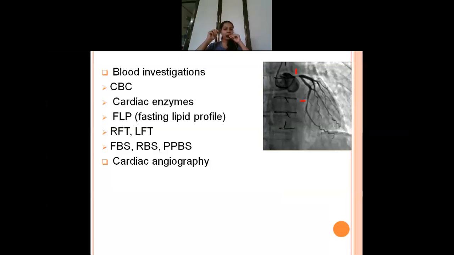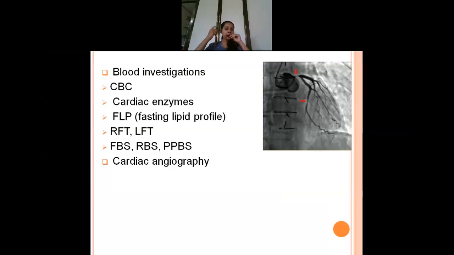I have already taken it in detail, isn't it? So coronary angiography or cardiac catheterization, you know what they are doing in that. A catheter is inserted either through the radial artery, femoral artery, or through the brachial artery, and once it reaches the heart, a dye will be injected and then you can visualize the coronary arteries and the obstructions. Next, blood investigations can be performed, like complete blood count.